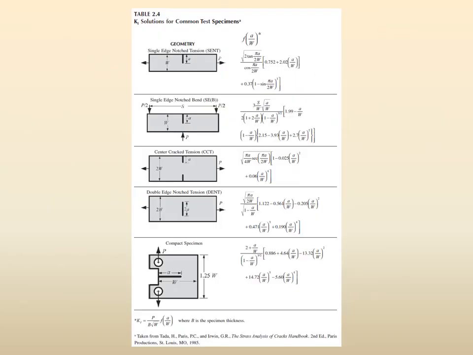So this is Table 2.4. K1 solutions for common test specimens, right? This is called SENT, single edge notched tension. It is just like your standard compact specimen. There is a specimen, there is a sharp V notch here, and it is in mode 1 loading. The width is W, the thickness is capital B. So this is the standard one. This is called single edge notch tension.